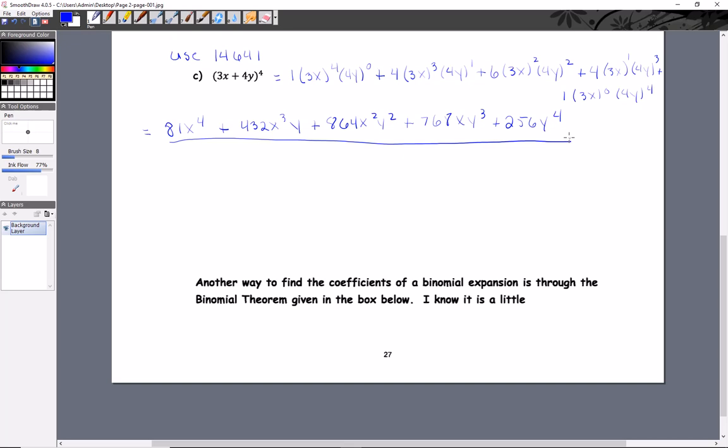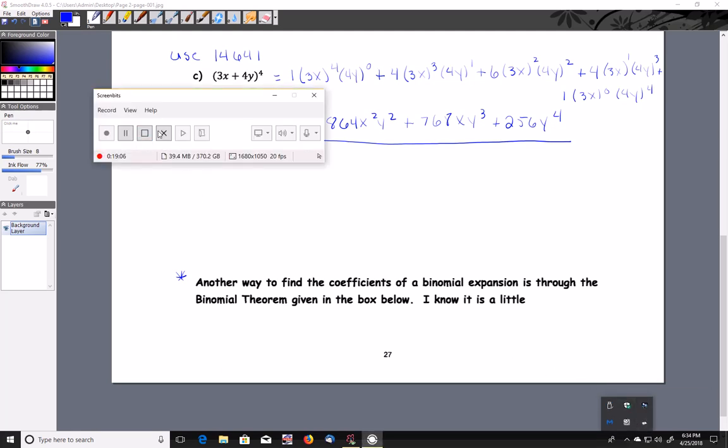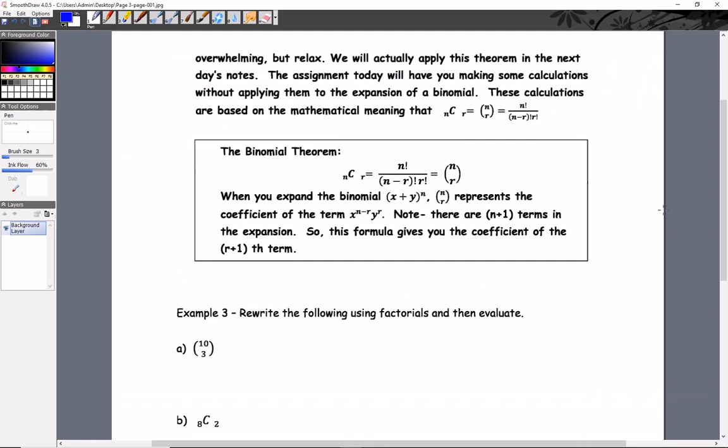Now, another way to find the coefficients of a binomial expansion, as it says down here, is through the binomial theorem given in the box below. Well, that's on the next page. So let's pause ever so briefly, and I will go ahead and go back, and we'll open up on the 3rd page as if by magic. So this is supposed to be overwhelming, but relax. It says up here to relax, so I guess we ought to follow the directive here. And get this where I want it.